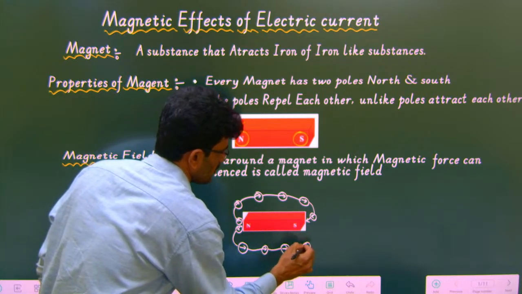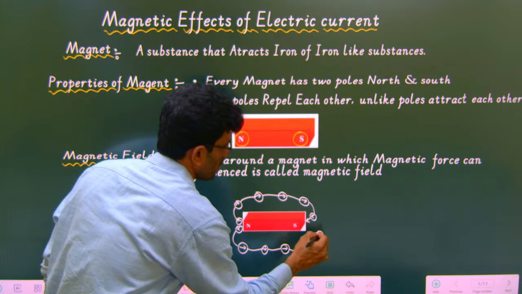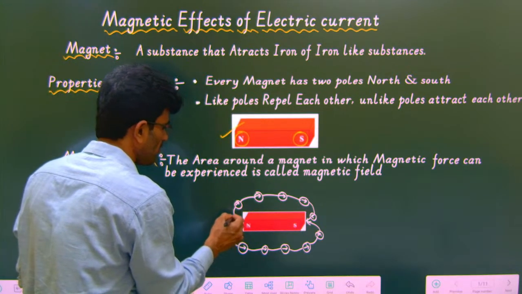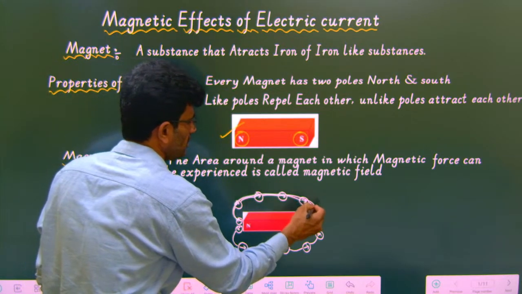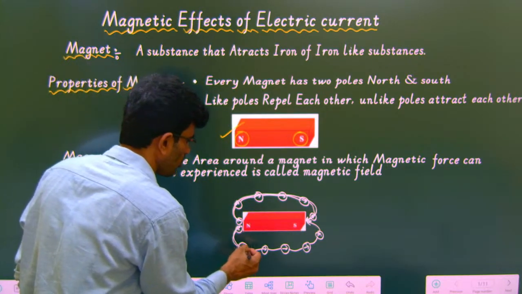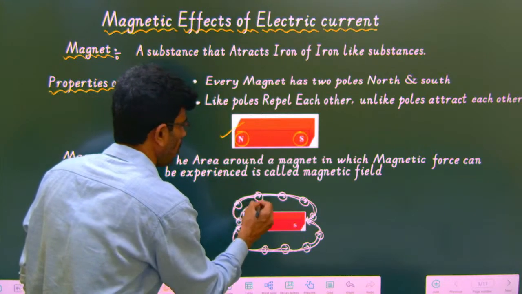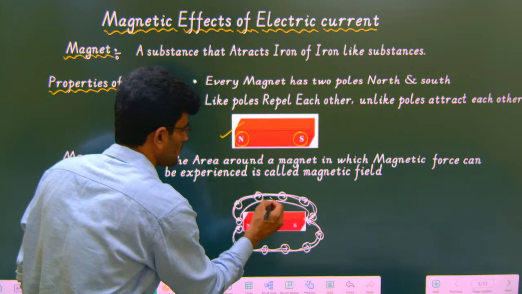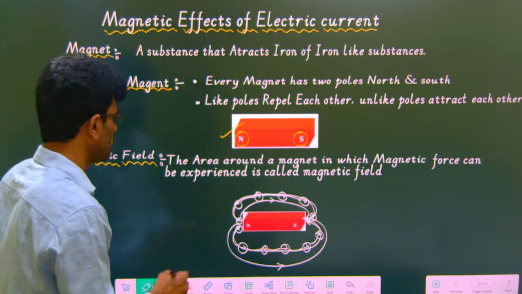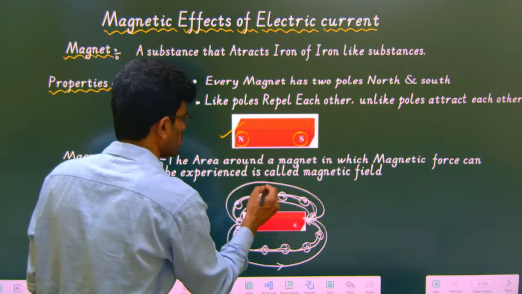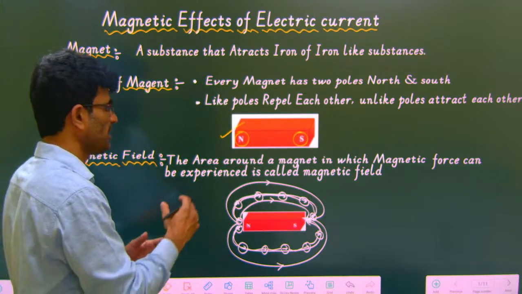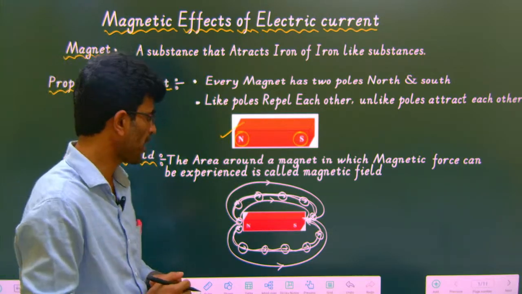So like this, one activity is there. By using a compass you can find out magnetic field lines, how they are going to be. They start from the north pole of the magnet, come around like this, and end at the south pole of the magnet. Similarly, on this side also, not only these two, we can draw many. All these magnetic field lines are directed from north pole to south pole. So this area where magnetic force can be experienced, to which extent it can be experienced, that area around the magnet will be called the magnetic field.